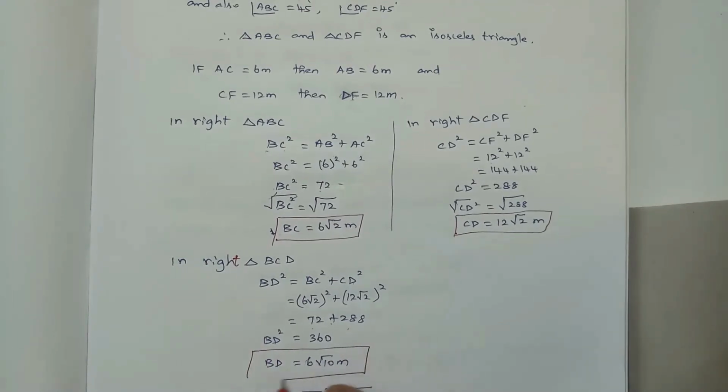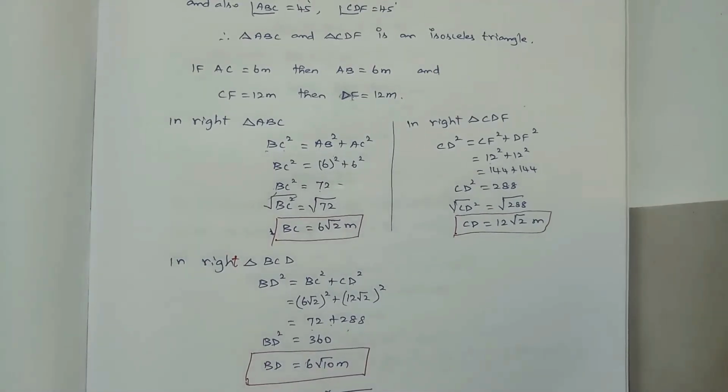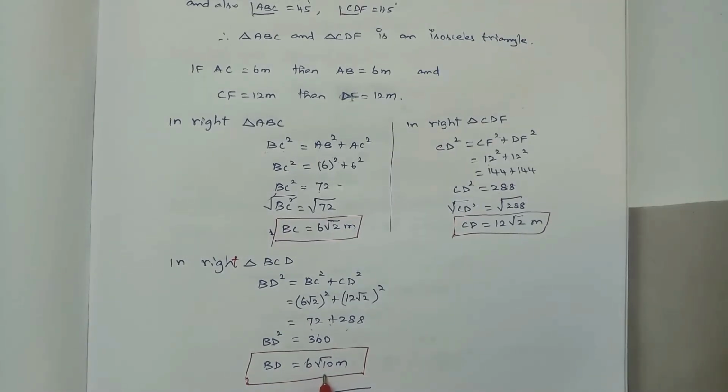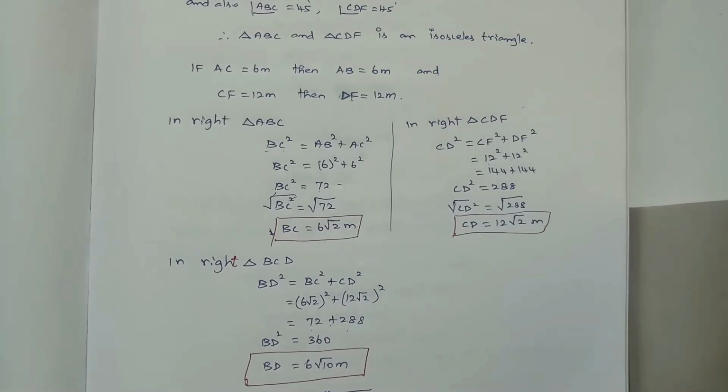Therefore, the length of the diagonal of the rectangle BD is equal to 6 root 10 meter. Understood? Very easy thing. But you have to understand how we are finding it, and what things we need.